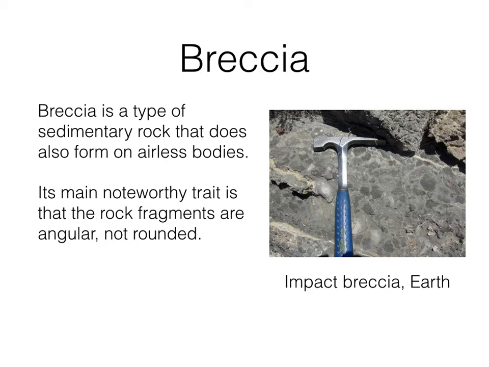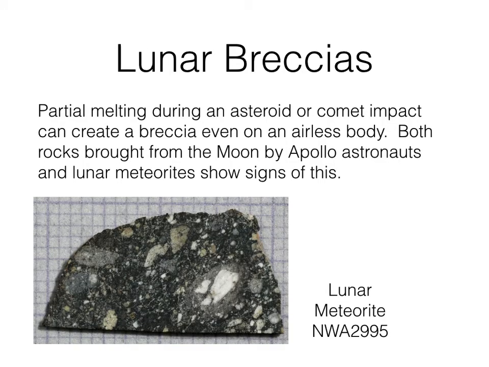And you can get this on airless bodies because what can glue things together is partially melting the rock. Not entirely, because then you just get an igneous rock, but just enough to take all these solid rock fragments and glue them together into a new rock. So this is a picture of a lunar rock that is an impact breccia. In this case, it's not one the Apollo astronauts brought back, it's a meteorite. There are rocks brought back from the Apollo missions that have this sign. So we can get breccias as a type of sedimentary rock on an airless body like the moon, but not the other kinds.